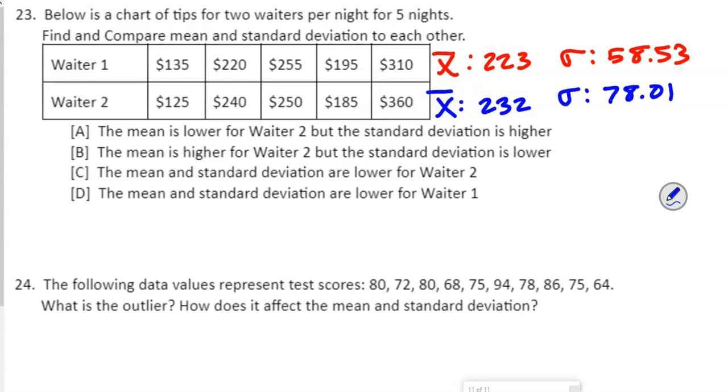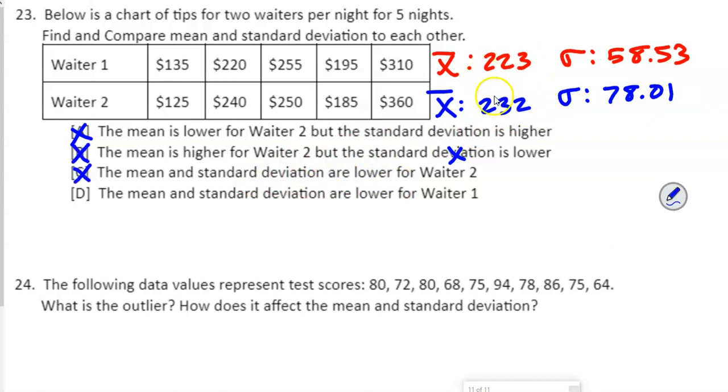So now let's look at these statements. The mean is lower for waiter 2. That was not true, so that's not the answer. The mean is higher for waiter 2. It is higher, but the standard deviation is lower. That's not true. So the mean and standard deviation are lower for waiter 2. That's definitely not true.